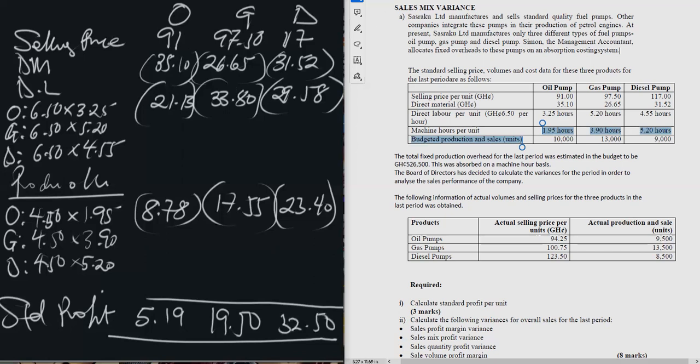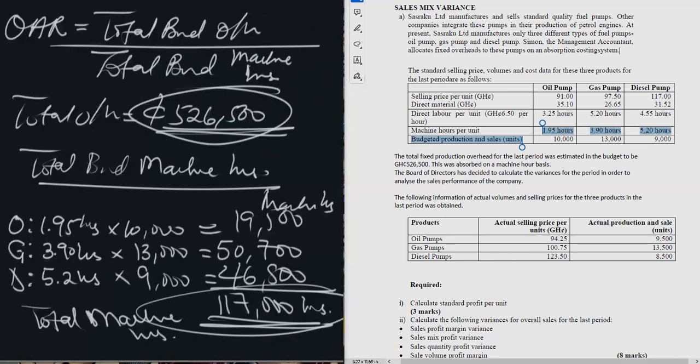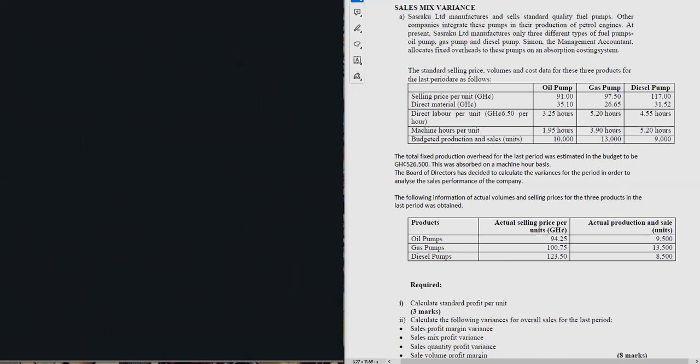Now that we have what we need, we have the standard profit, so we can get the variances based on the quantities. What quantities did we expect? We have our budgeted units and our actual units, both given here. If I want to do the normal sales variance, that is without the mix and the yield, I can still do it.